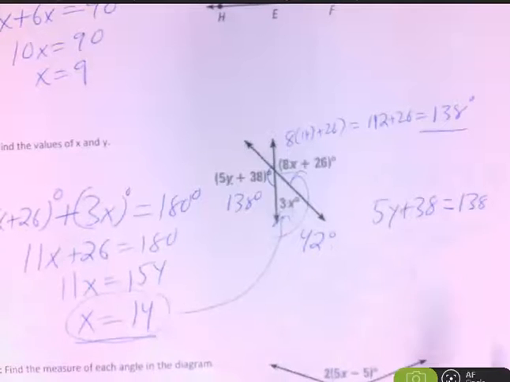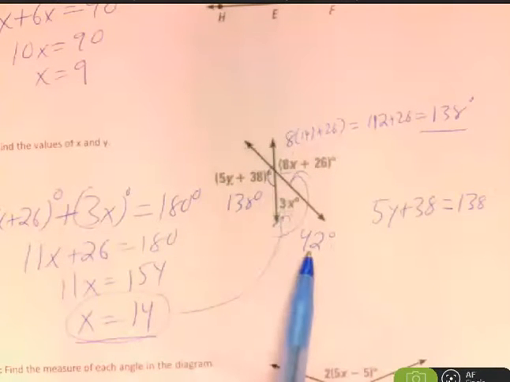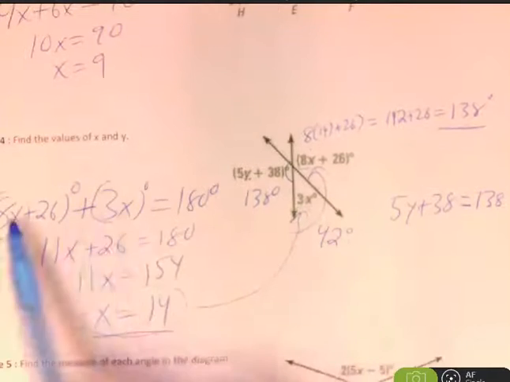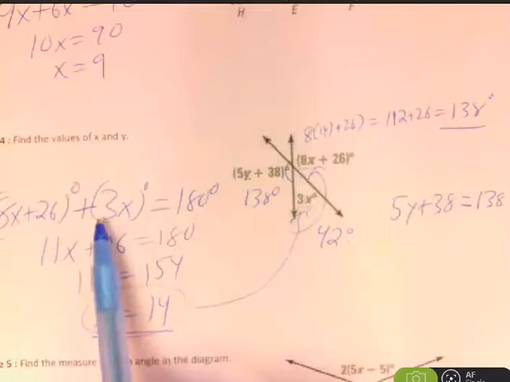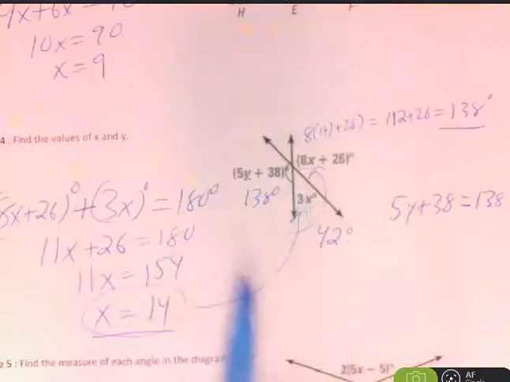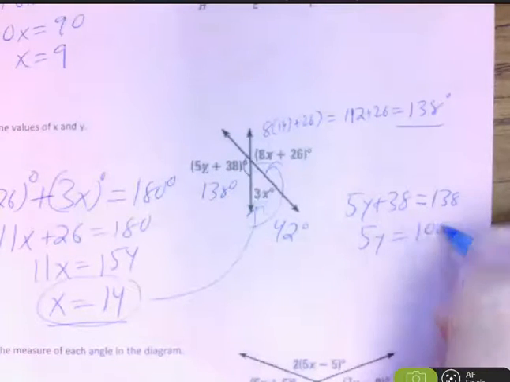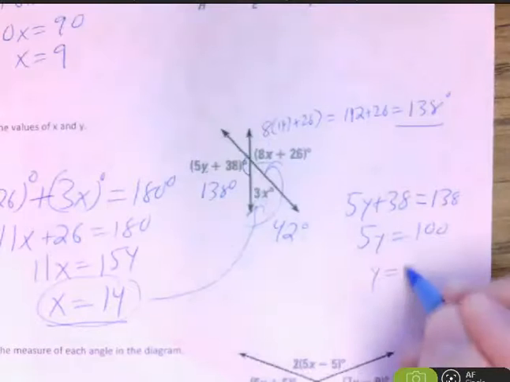Okay? Now you could also do 5y plus 38 plus 42 equals 180 if you want to do it the same way we did this one. But if you already know it's 42, let's keep it simple. All right, but that other way would work as well. And now solving for y is no big deal. In fact, the numbers work out really nicely here. Y ends up being 20.